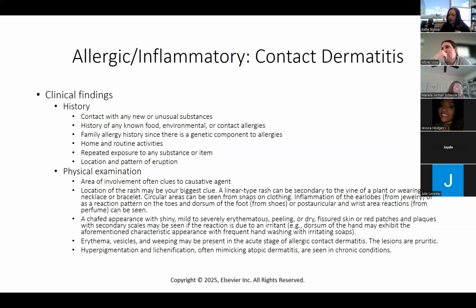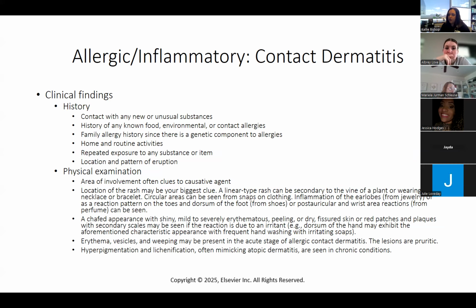A chafed appearance with shiny, mild to severely erythematous, peeling or dry, fissured skin or red patches, with secondary scales, can be seen if it's due to an irritant. So a lot of times this is from frequent hand washing or overwashing with fragrance soaps and things like that.